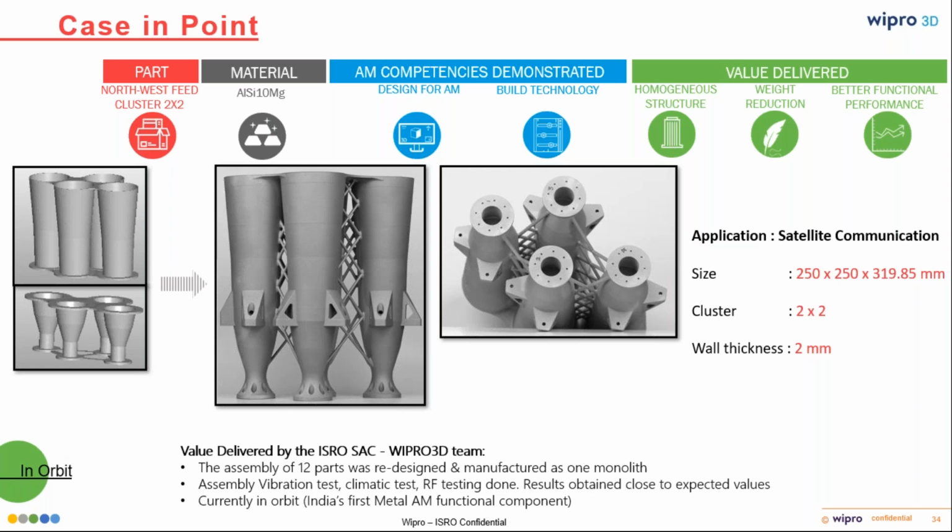And this exercise took a period of about 1.5 to 2 years in coming up with this component and training all of their engineers and scientists team in carrying out a continued production of this component whenever they require it. And we're proud to say that it's India's first metal AM functional component, which is currently in orbit. I believe somewhere around 2018 they had carried out the testing, and all the 4 feed horns were successfully cleared for the orbit testing.